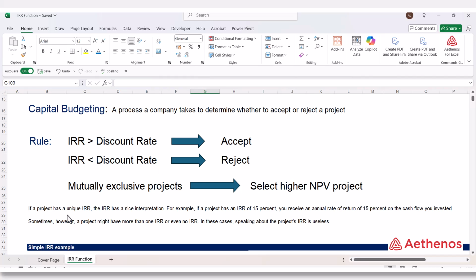If a project has a unique IRR, that means one single IRR, then we have a nice interpretation. For example, if it's a 15% IRR, that means you get a return of 15% on the cash flow you are going to invest in the project. But sometimes you get more than one IRR, and there are situations where you don't get any IRR at all. In this case, there's no point talking about IRR, so the concept of IRR is not used in these cases.